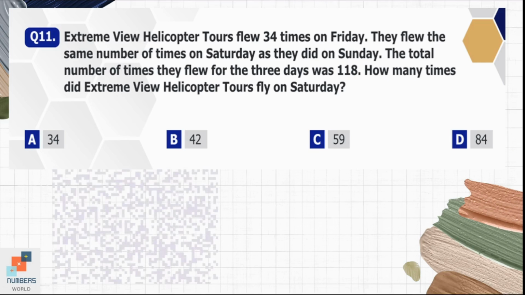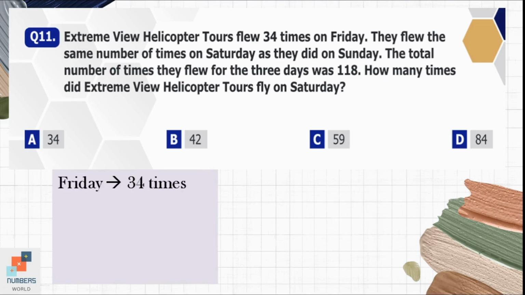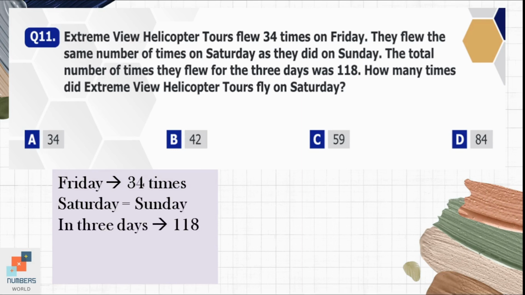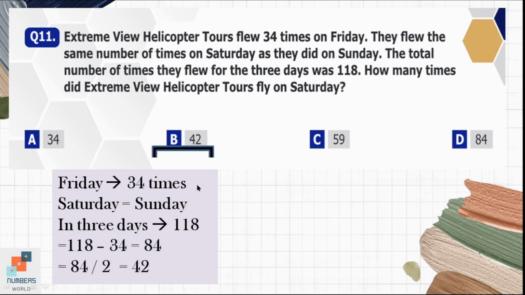We already know that the helicopter flew 34 times on Friday and it flew the same number of times on Saturday and on Sunday. In total, it flew 118 times in 3 days. So we are going to subtract the number of times it flew on Friday out of the total. The remaining number is 84. We are going to divide it by 2. The answer is 42. So we may say that the helicopter flew 42 times on Saturday and on Sunday. So option B is our answer.